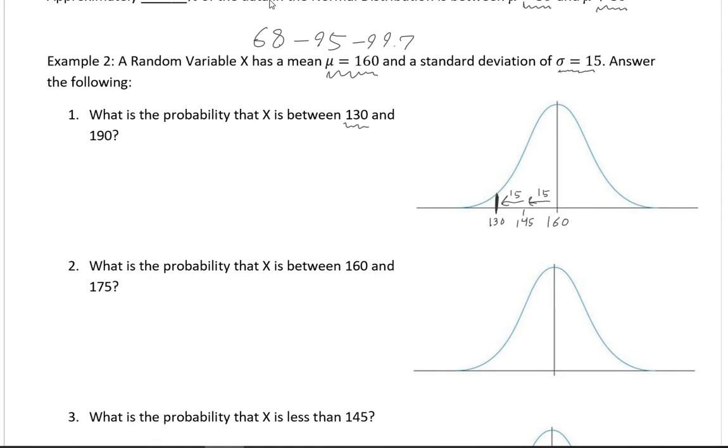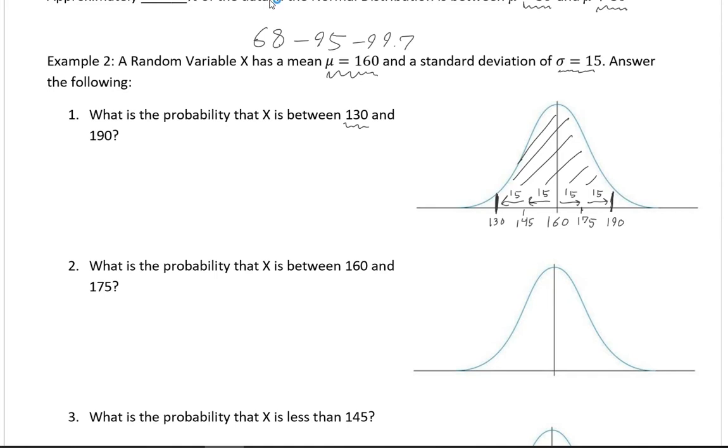Likewise, I can find 190 by going up standard deviations. If I go up 15, I get to 175, which is not quite 190, so I need to keep going. If I go up another 15, I get to 190. Therefore, what we're trying to find is the area between those two numbers. We're trying to find the probability that x is between 130 and 190.